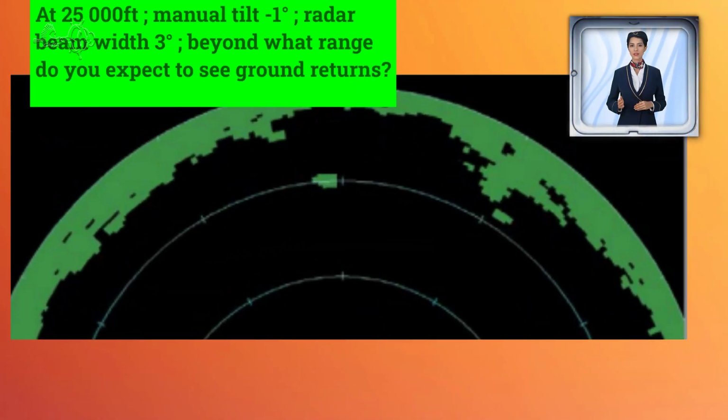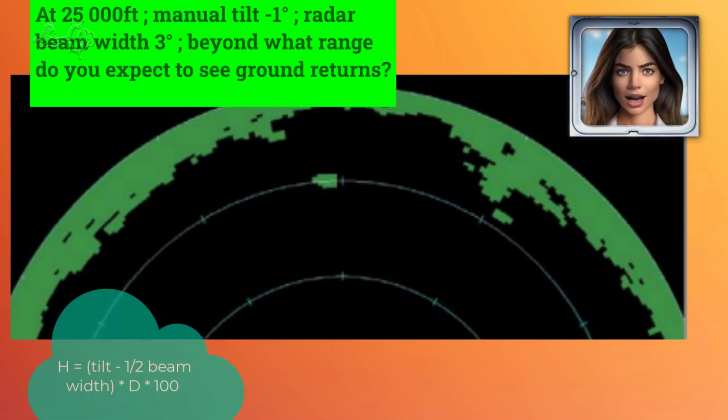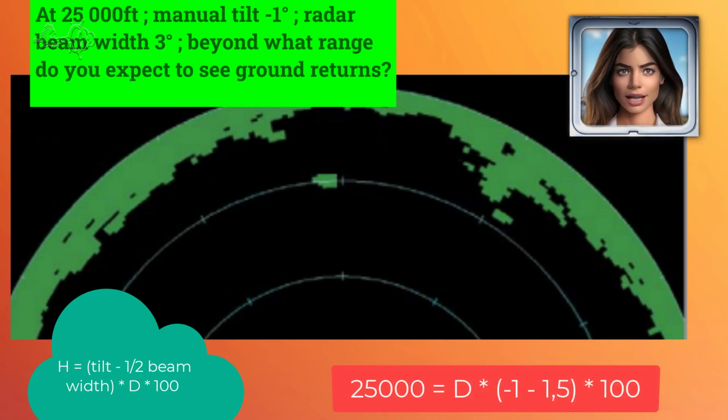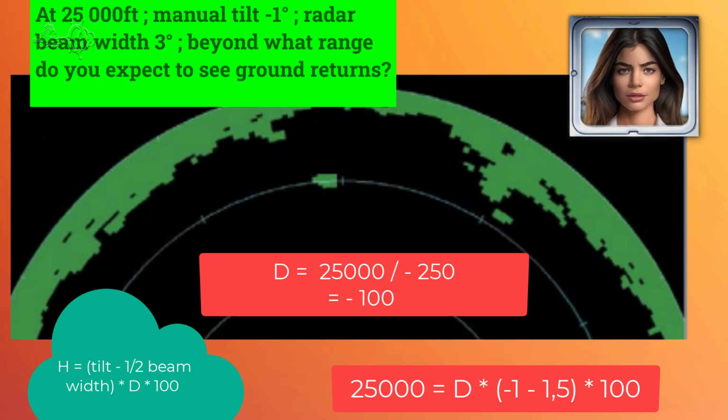For our next question, suppose we are flying at flight level 250. Our tilt is set manually at -1 degree. Beyond what range do we expect to see ground returns? Well, let's use the formula. Height equals the tilt minus half of the beam's width, times distance, times 100. Plugging in the numbers, 25,000 equals the distance times (-1 minus 1.5) times 100. Solving for distance, this equals 25,000 divided by -250. Therefore, the distance equals -100, or 100 miles from the aircraft's position.